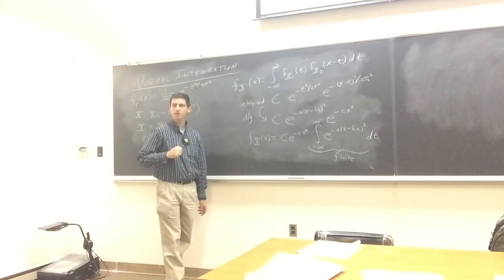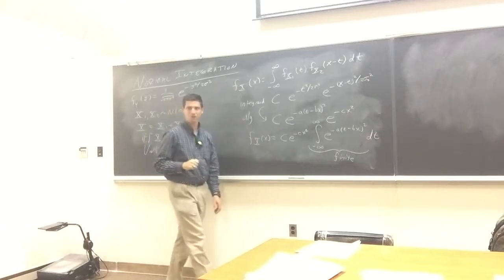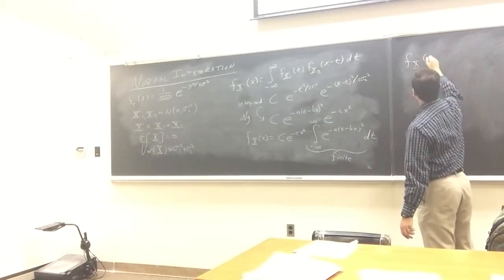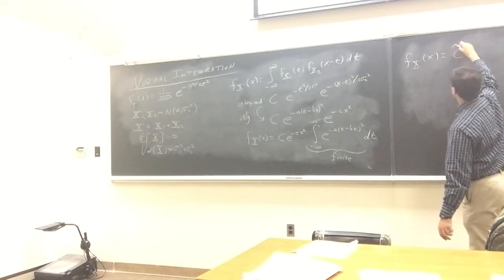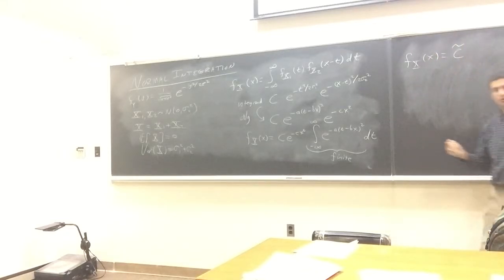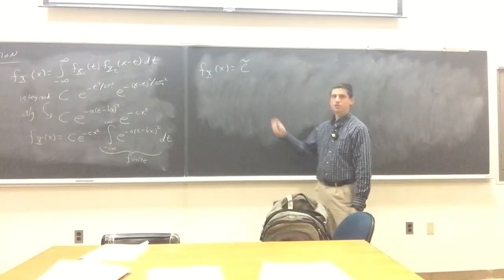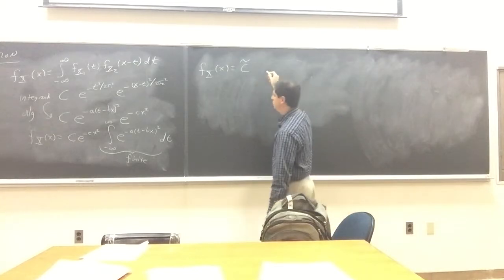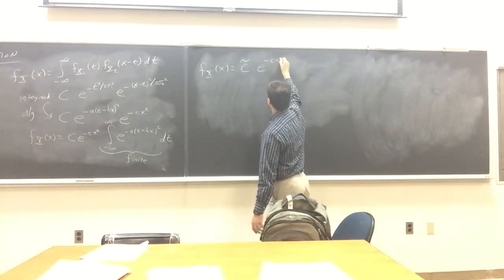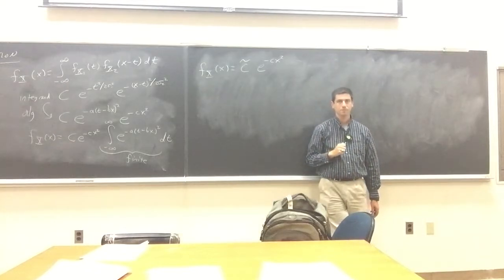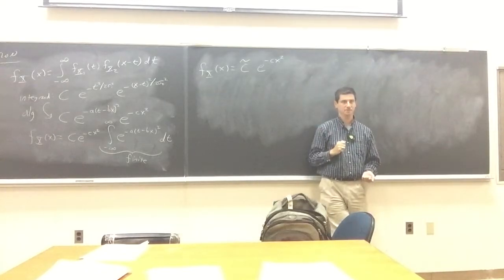Okay? This is called integrating without integrating. So what I get at the next stage is f_X(x) equals some new constant. Let's call it c tilde, so that we know that it's related to the constant we had a moment ago. So we have c tilde, and then we have e to the negative c x squared. Okay, it's got to look like that.